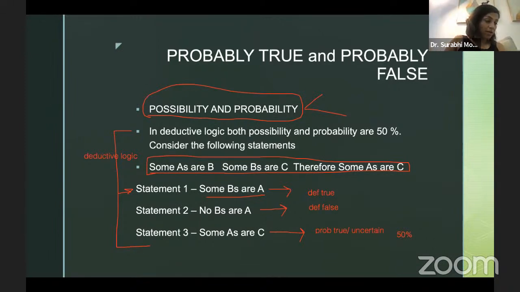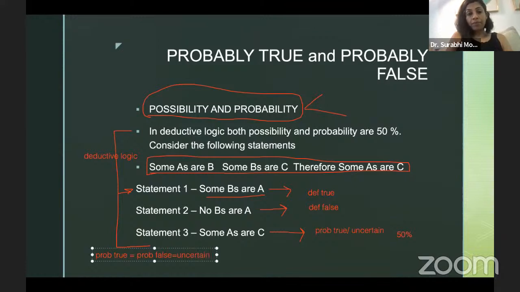Yes, Nimisha and Pranya Srivastav, that's correct, it's 50%. So that means it is as true as it is false. If the probability is 50%, that means it is as true as it is false. So in deductive logic, I'm writing it in short, probably true is the same as probably false, which is the same as uncertain. Would you all agree?